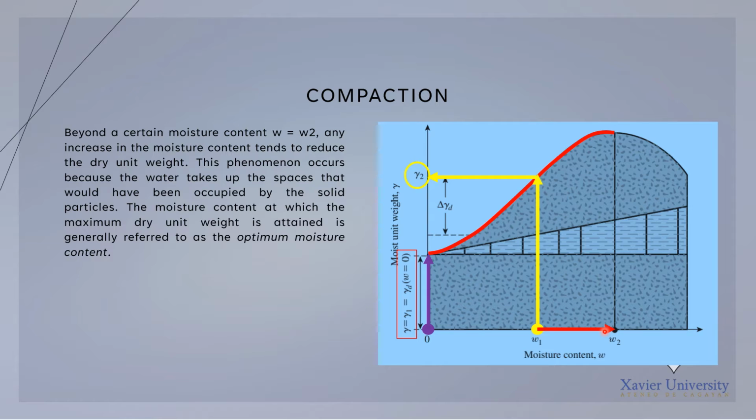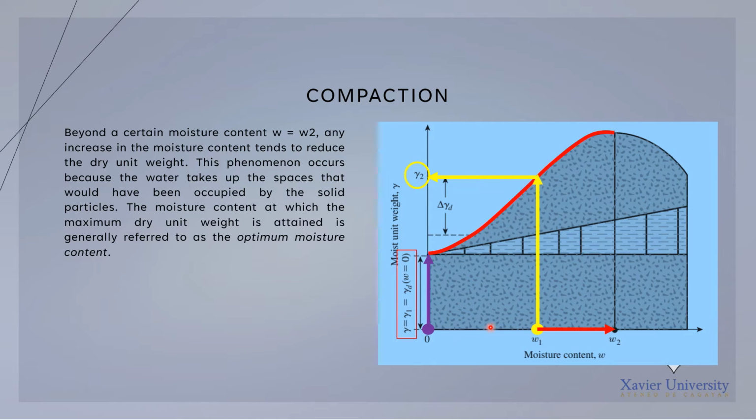Any increase in the moisture content tends to reduce our dry unit weight. This phenomenon occurs because the water takes up the spaces that would have been occupied by the solid particles. The moisture content at which the maximum dry unit weight is attained is generally referred to as the optimum moisture content.